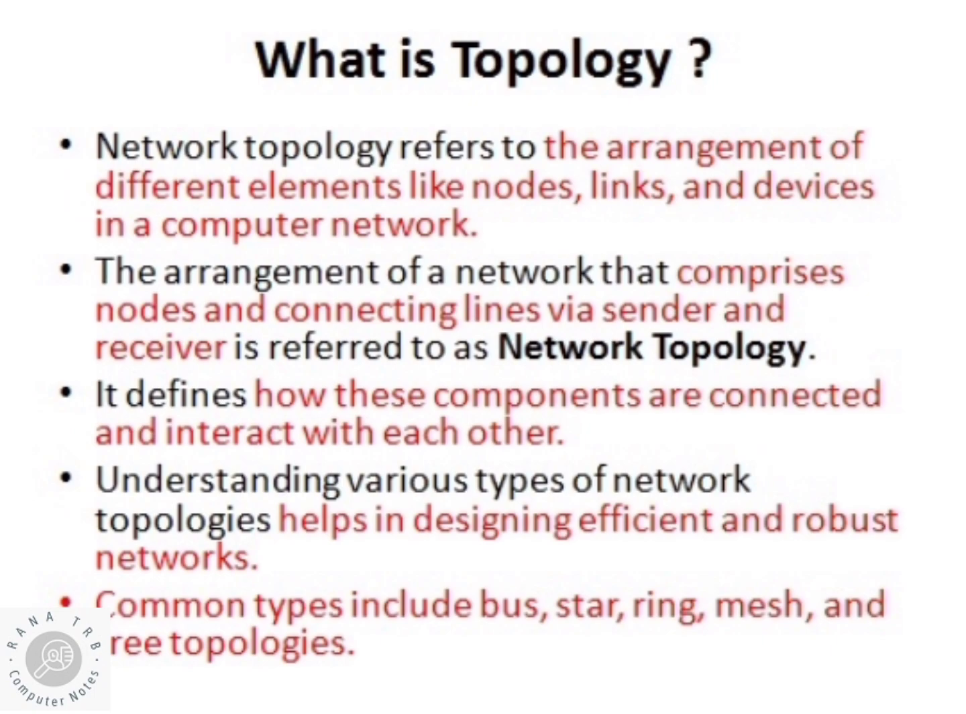First, what is topology? Topology refers to the arrangement of different elements like nodes, links, and devices in a computer network. That is the arrangement of a network that comprises the nodes and connecting lines between the sender and receiver. This is referred to as a network topology. That is how these devices are connected and interact with each other.